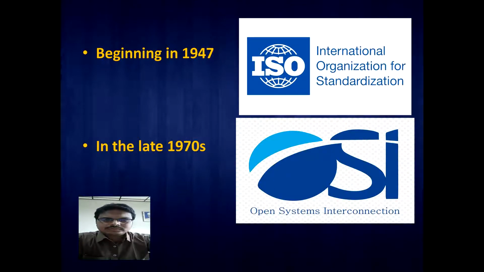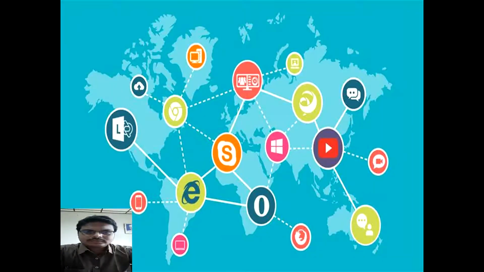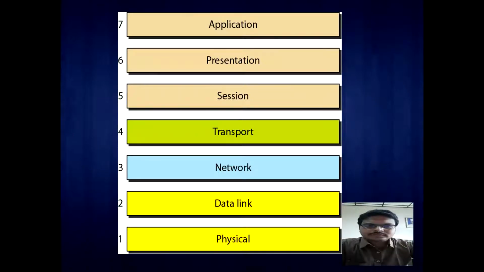OSI, Open Systems Interconnection, is a reference model for how applications communicate over a network. A reference model is a conceptual framework for understanding relationships. This model breaks down data transmission over a series of 7 layers, each of which is responsible for performing specific tasks concerning sending and receiving data. Here, the first layer, physical layer; second layer, data link layer; third layer, network layer; fourth layer, transport layer; fifth layer, session layer; sixth layer, presentation layer; seventh layer, application layer.